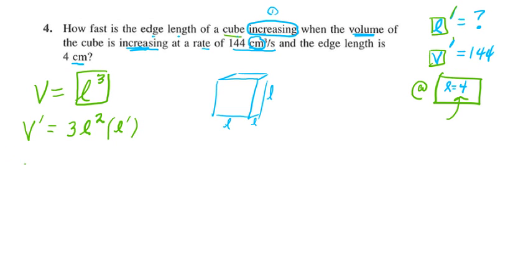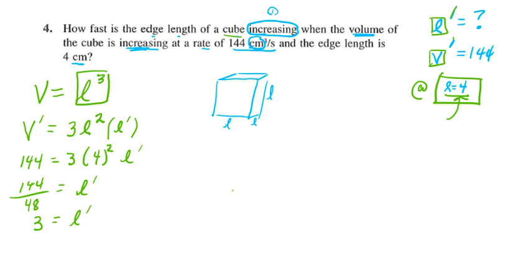So what do we have? We have V prime is 144. We have the 3, we'll leave there. Let's skip over this for now. L prime is unknown, so that's going to stay as L prime. We're going to solve for this. Now what about L? Well, remember, L is 4. So let's plug in 4. That's 4 squared. Okay, so L prime is 144 over 3 times 16, which is 48. So L prime is 3.